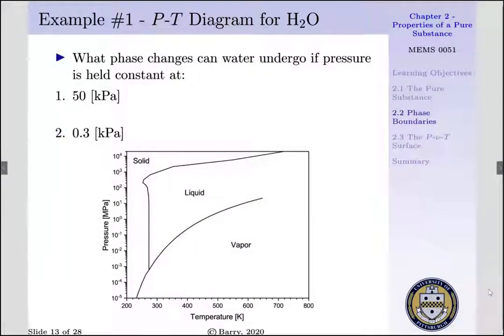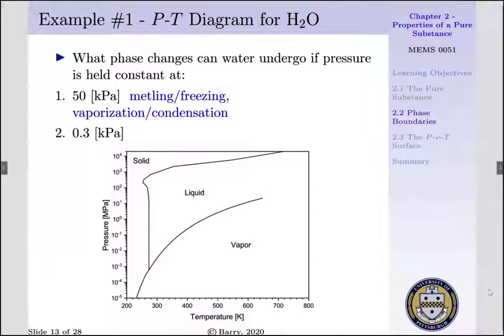Now let's look at an example of how to use our PT diagram for water. What phase changes can water undergo if our pressure is held constant at a pressure of 50 kPa and 0.3 kPa? Now notice on our y-axis our pressure is represented in MPa. 10 to the 0 would be 1 megapascal. So our pressure of 50 kPa would be below this line. And at 50 kPa, if we draw a line horizontally from our y-axis across, we see that we can go from a solid to liquid region, and we can also go from a liquid to vapor region.